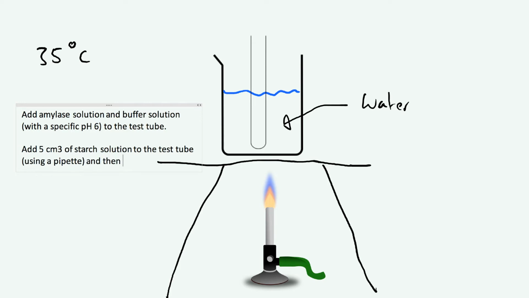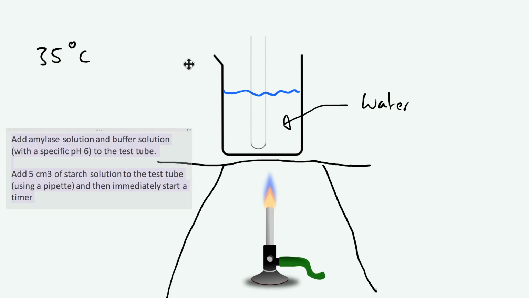And then immediately start a timer. Sorry, you won't be able to see this very well. Okay, I'll just move it slightly so we can see it. Okay, so then you immediately start a timer. Reason being, because your reaction's happening. Okay, so as soon as you add your starch solution, your reaction should be happening, right? Your amylase should be breaking down your starch. Okay, and now what you do is you increment time. Okay, so 30 seconds is a good block of time to use.